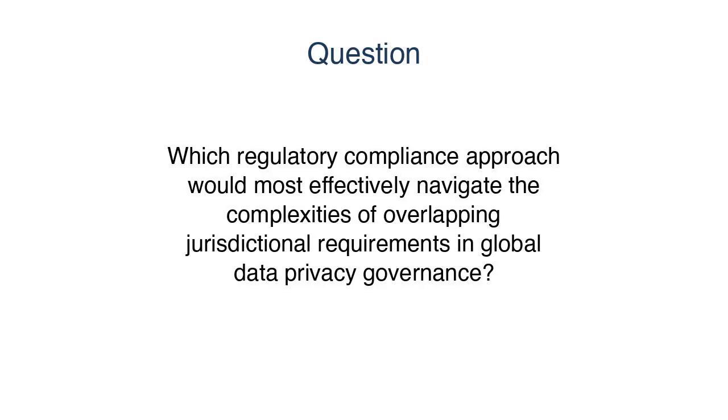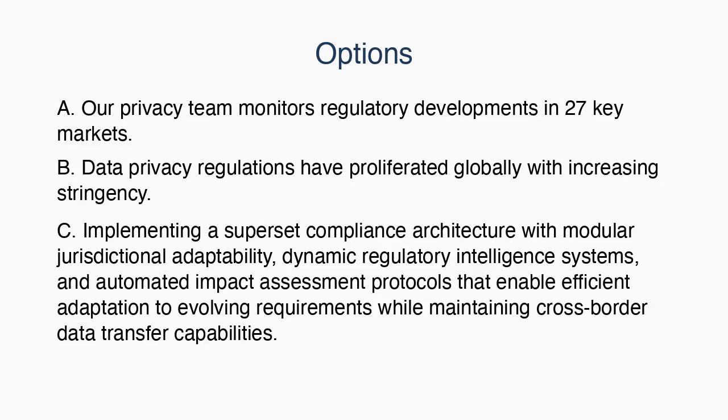Question 5. Which regulatory compliance approach would most effectively navigate the complexities of overlapping jurisdictional requirements in global data privacy governance? Here are your options. A. Our privacy team monitors regulatory developments in 27 key markets. B. Data privacy regulations have proliferated globally with increasing stringency. C. Implementing a superset compliance architecture with modular jurisdictional adaptability, dynamic regulatory intelligence systems, and automated impact assessment protocols that enable efficient adaptation to evolving requirements while maintaining cross-border data transfer capabilities.